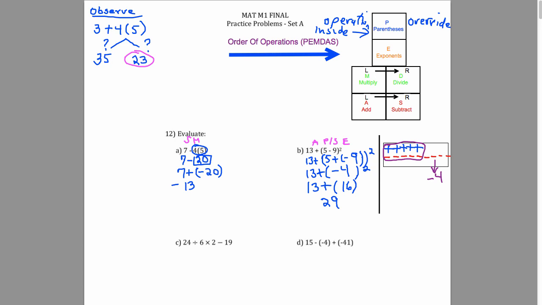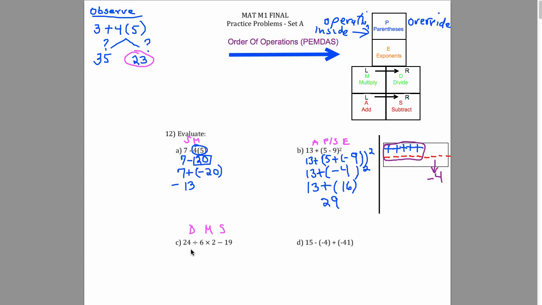Problem number 12C, we see we have division, multiplication, and subtraction. Which shall we do first? Well, in the past you might have thought we do multiplication first because in PEMDAS, M precedes D, but we know that's not right. When it comes to multiplication and division, we treat them equally. We perform the operations left to right. Whichever one occurs first, we do. So here, since division occurs first, we'll do it.